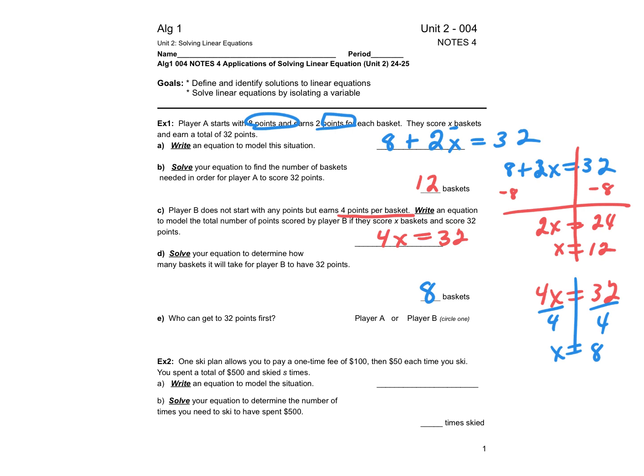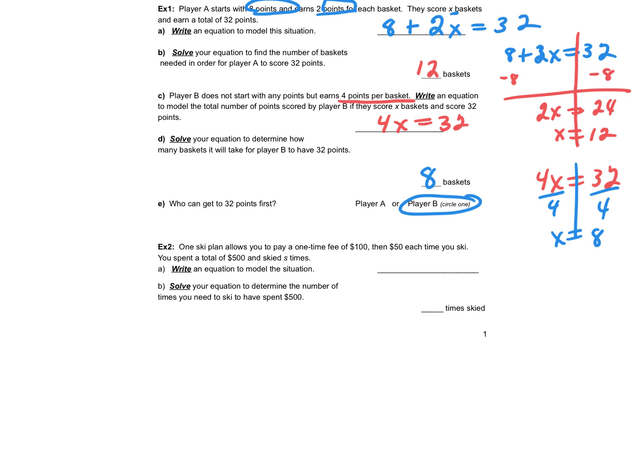Who can get to 32 points first? So to get 32 points, player B, because he only needs 8 baskets. That player only needs 8 baskets.